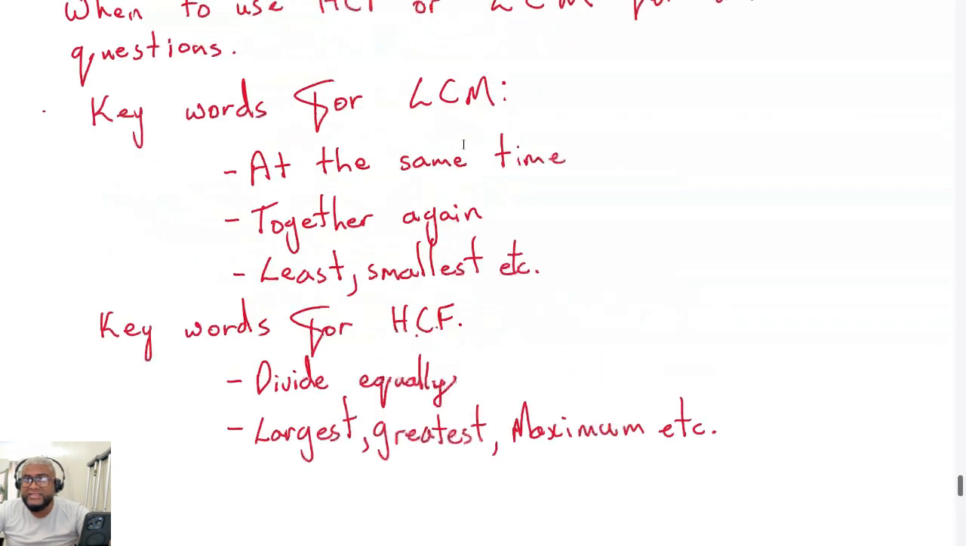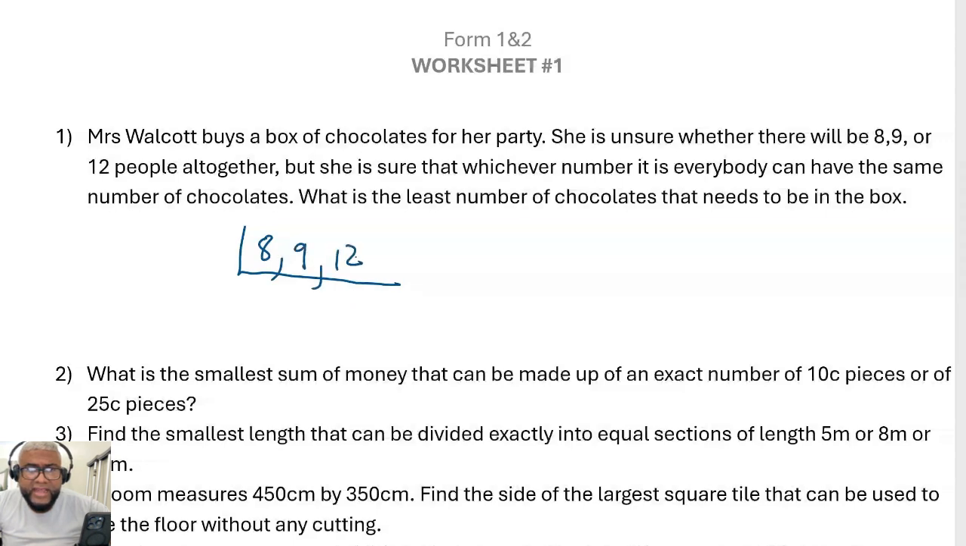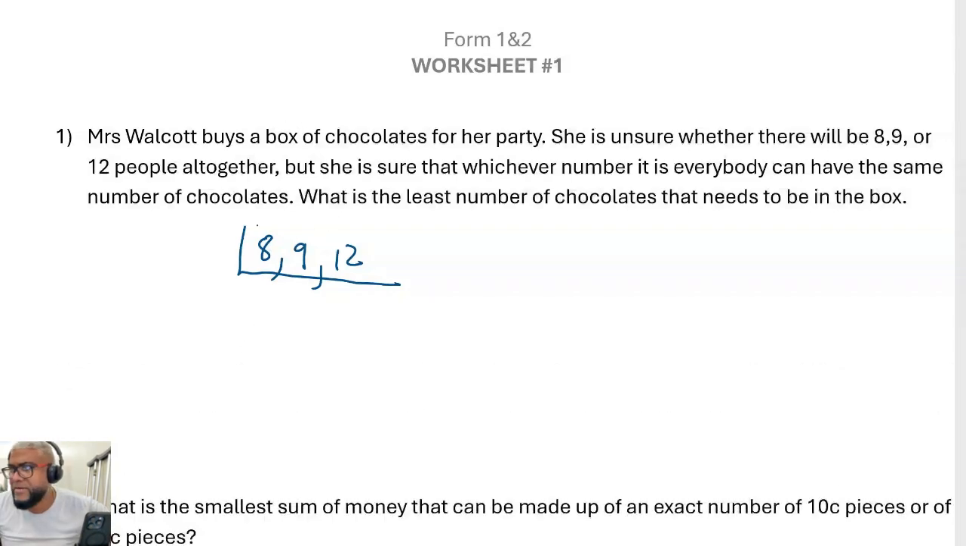So anytime you see words like least, what are we using, guys? What are we using, Kimani? If you see the word least, Kimani. LCM. Let's go. So we need to find the LCM of the 8, 9, or 12 people, right? So it's simply LCM. So we're going to find the LCM of 8, 9, and 12. What do we start with here, Samaya?